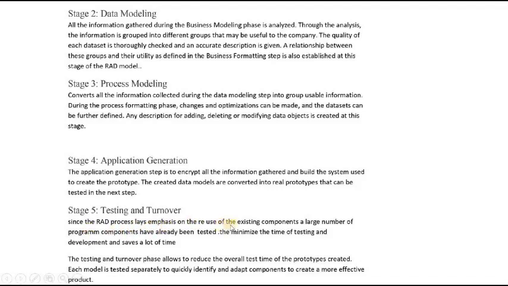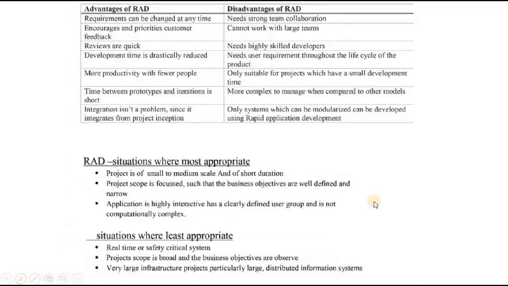Since the RAD process lays emphasis on the reuse of existing components, a large number of program components have already been tested. They minimize the time of testing and development and save a lot of time. The testing and turnover phase reduces the overall test time of the prototype. Each model is tested separately, to quickly identify and adapt components to create a more effective process. Those are the stages of the RAD method.